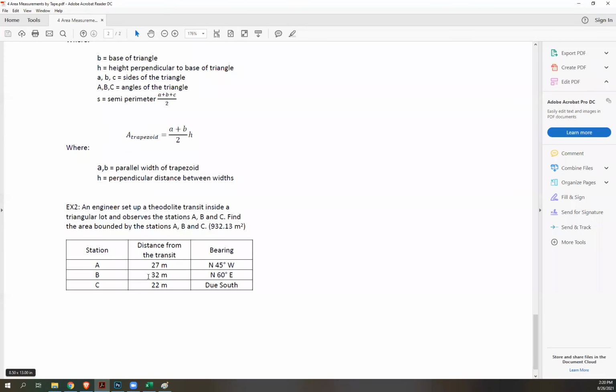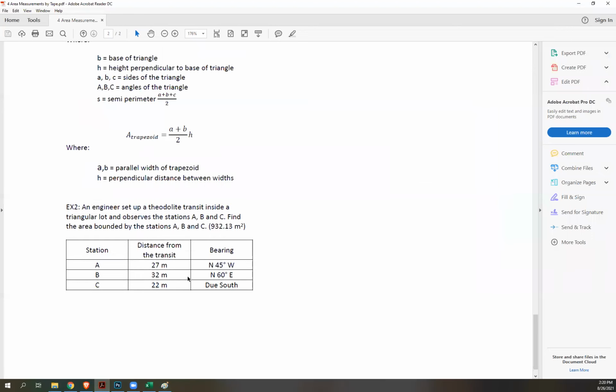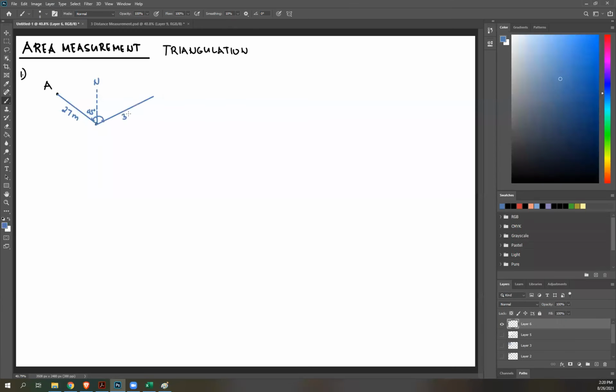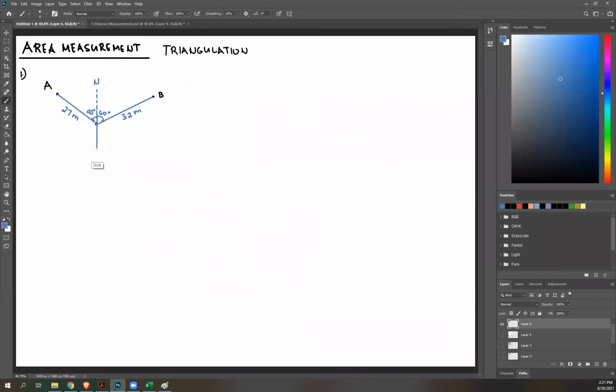Next, let's look at B. It's 32 north, 60 east. So same thing. North, you're going to move 60 degrees east. And east is on the right. So it's here. And then afterwards, this distance is 32 meters. Again, this is 60 degrees. And this is your point B. And then let's look at C. It's just 22 meters, and then just due south. So just go south by 22 meters. And that's your point C.